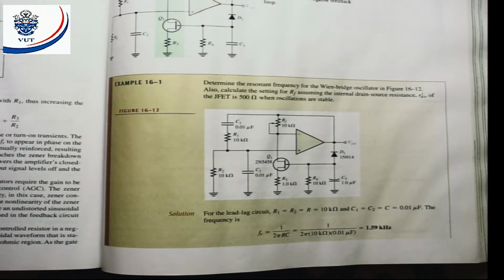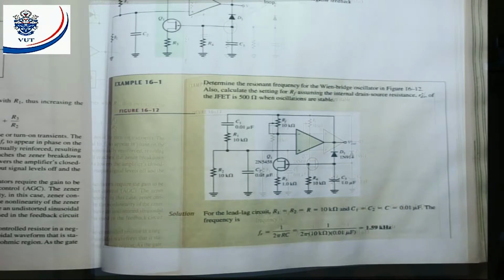Electronics 2. Now they say, solution for the lead-lag circuit: R1 is equal to R2 is equal to R is equal to 10 kilo ohm. C1 is equal to C2 is equal to C is equal to 0.01 microfarad. The frequency is fR equals 1 upon 2 pi RC, and that will give me a resonant frequency of 1.59 kilohertz. All right, that will be my resonant frequency. And then we must also calculate the setting of RF.